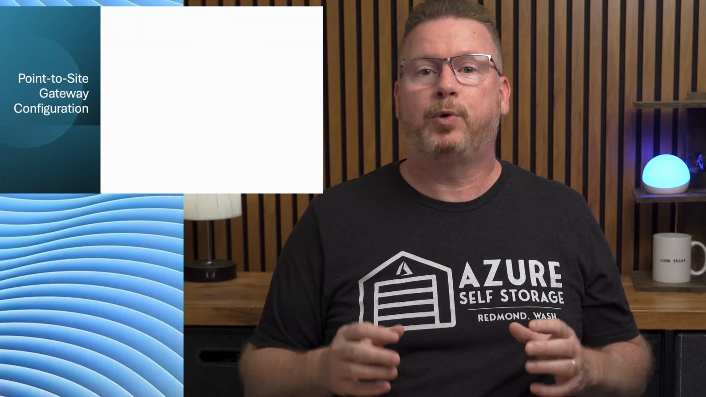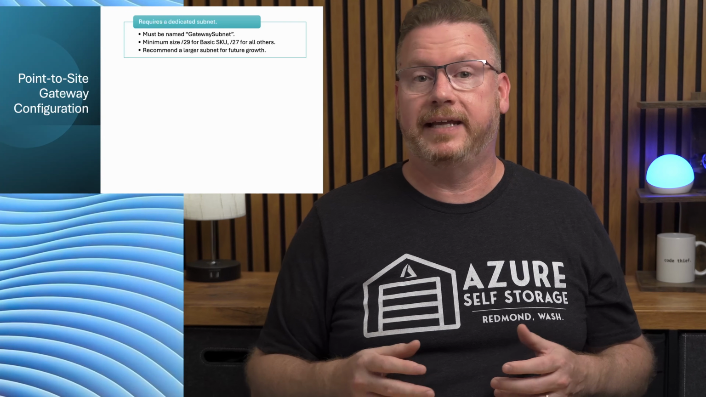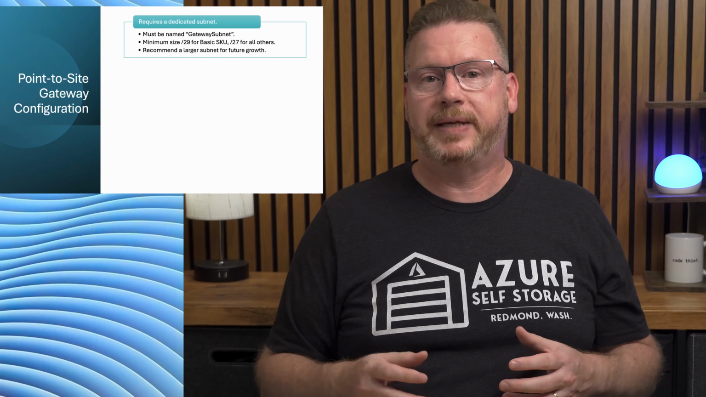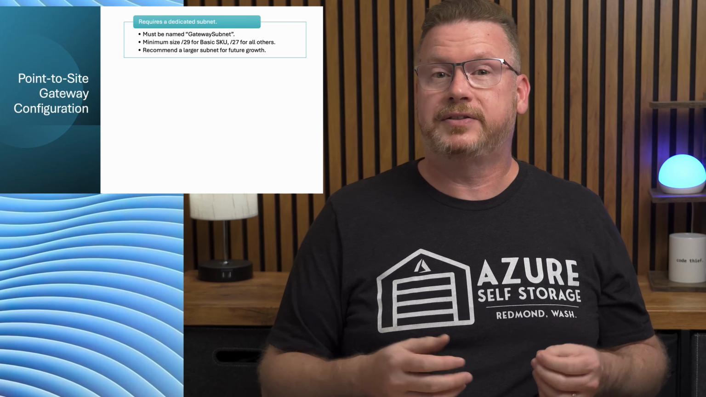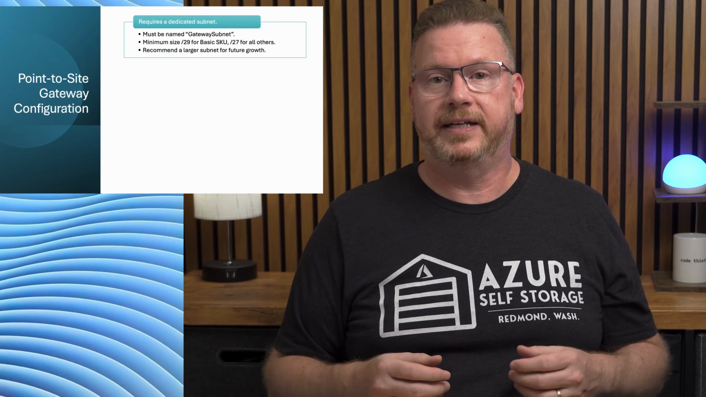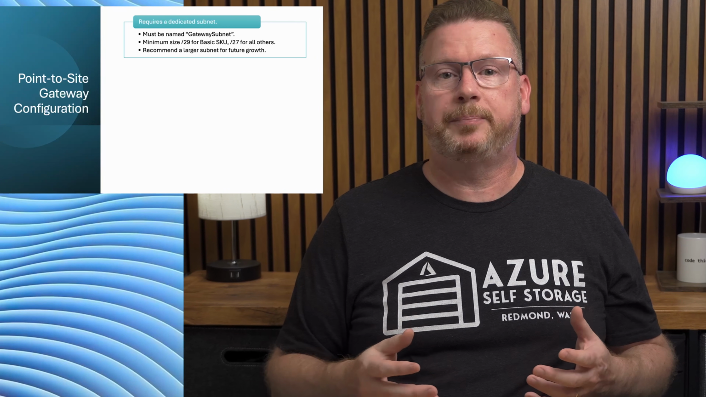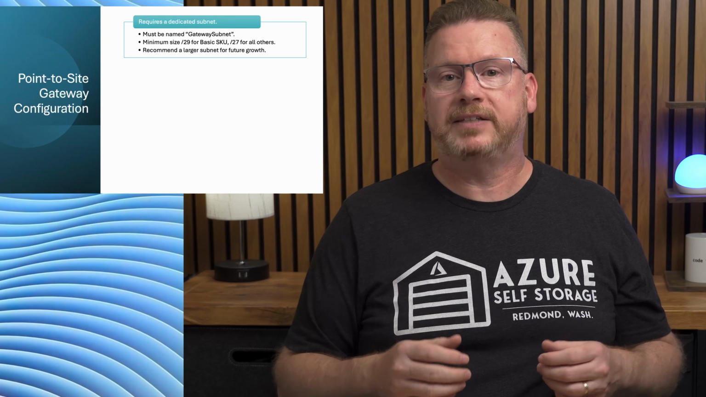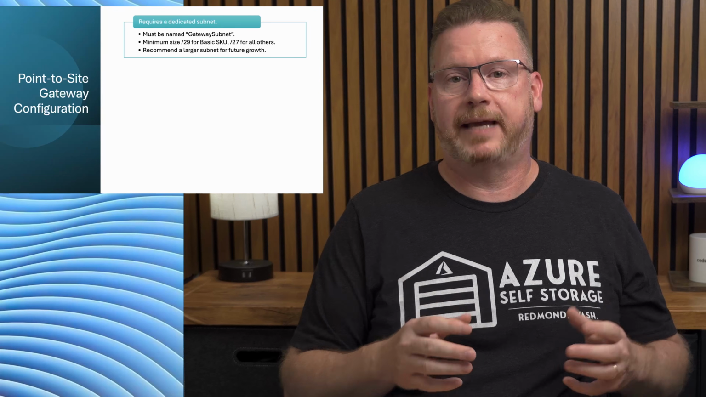To deploy the gateway, we first need a dedicated subnet in our virtual network called Gateway Subnet. For the basic SKU, it has to be at least a /29. Other SKUs require at least a /27. And honestly, it's smart to go a bit bigger to give yourself room to scale later. The script will create the gateway subnet. We just need to provide the IP range.